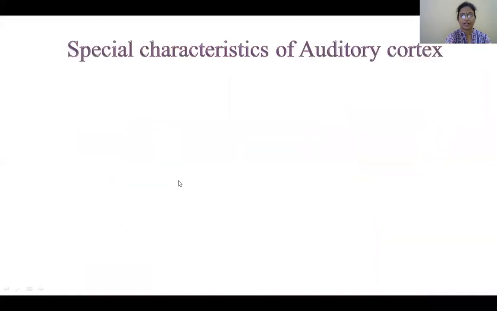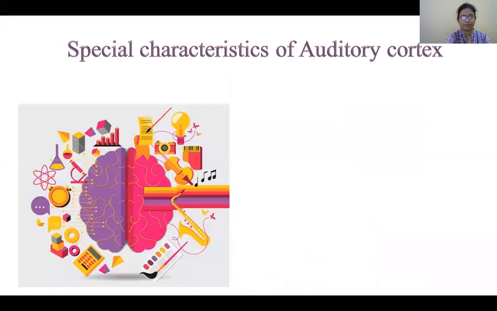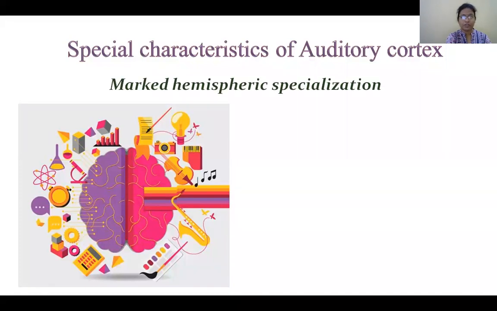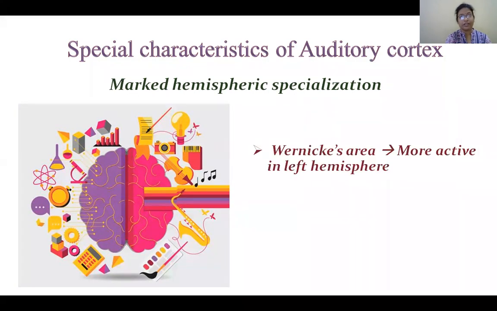So what are the characteristics of this auditory cortex? As we know, our cerebral hemispheres are divided into right side and left side, and most people are right-handed, meaning the dominance of hemisphere is towards the left. Our auditory cortex also shows marked hemispheric specialization, meaning in the dominant hemisphere, Wernicke's area is more active. For example, in right-handed people, Wernicke's area in the left hemisphere is more active.